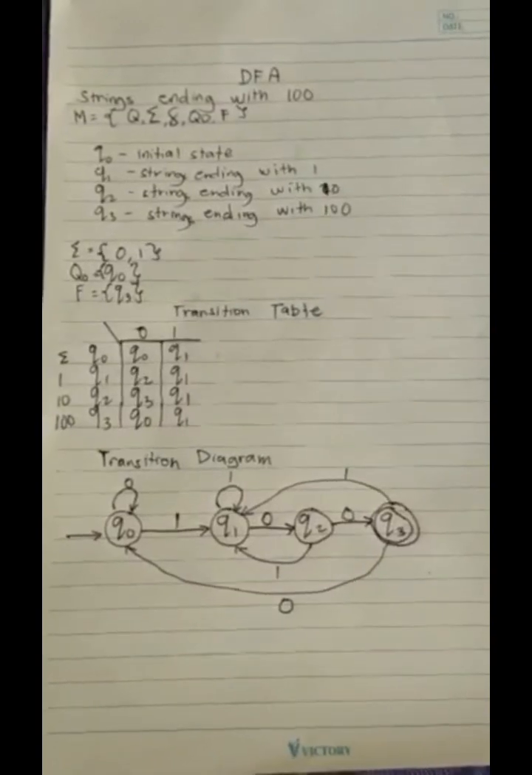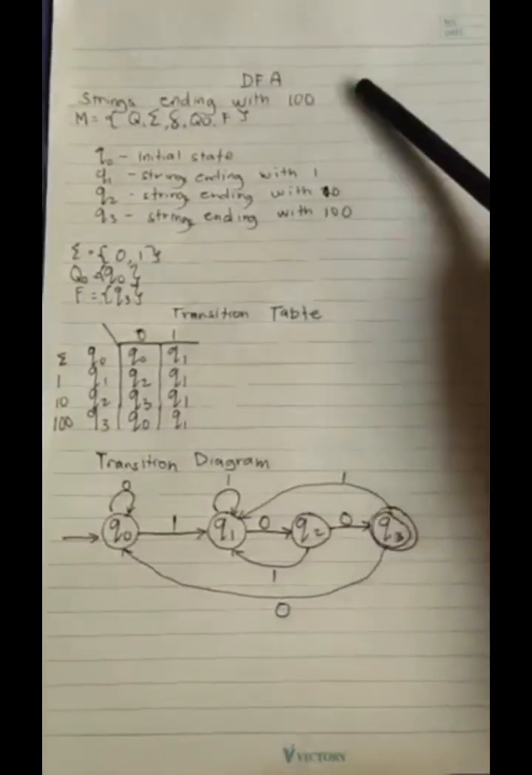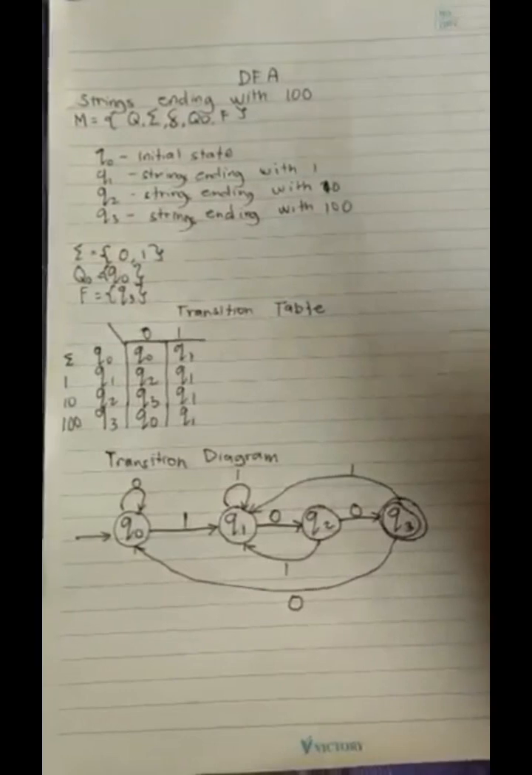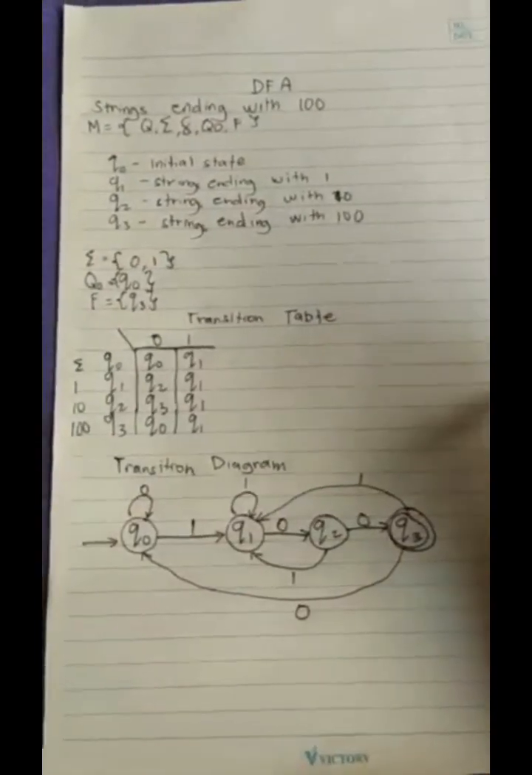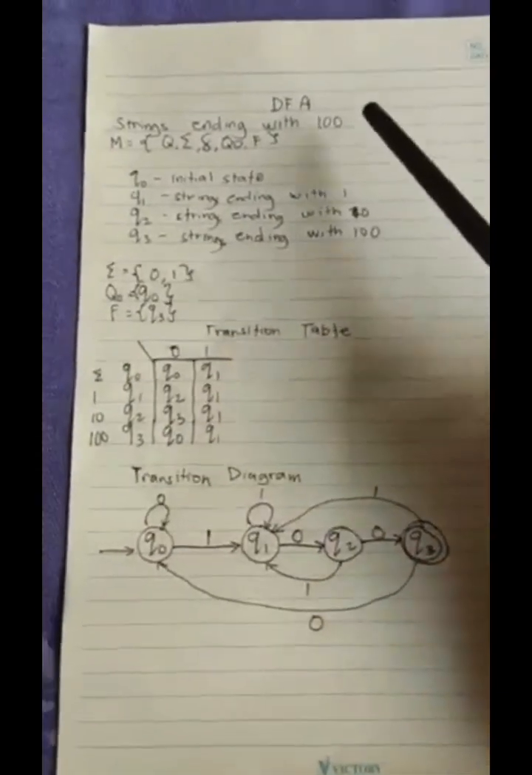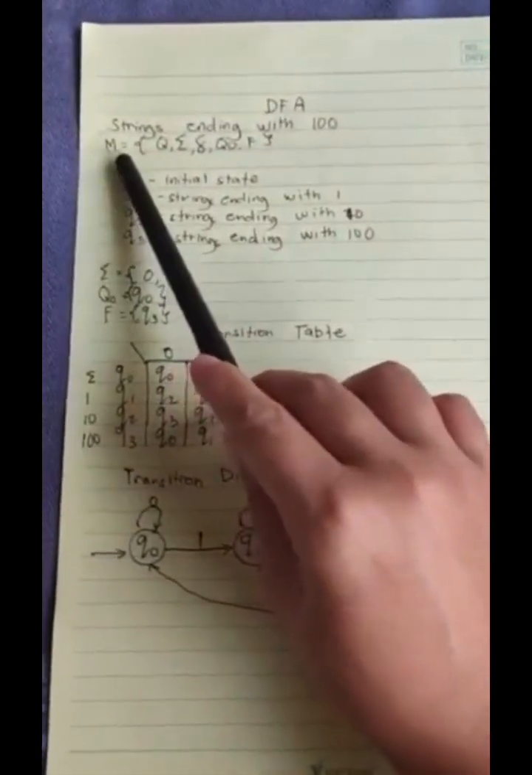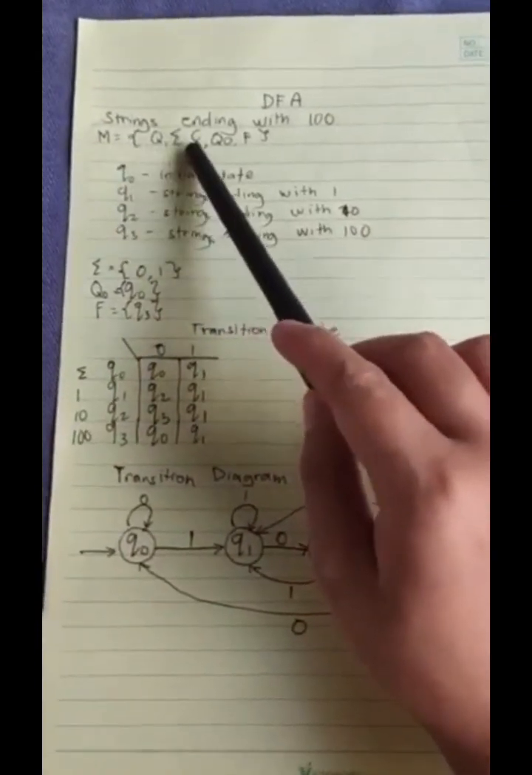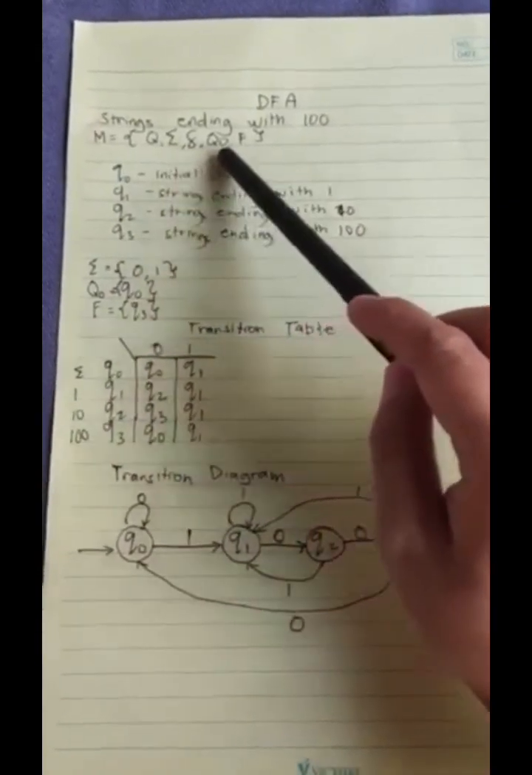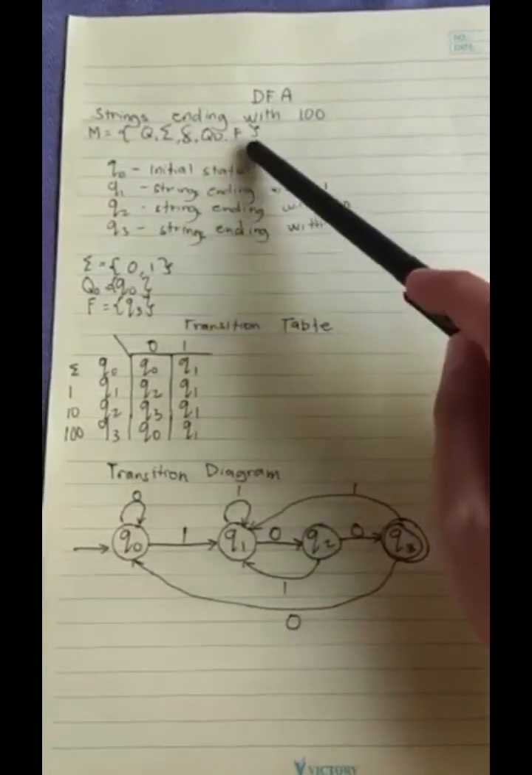Strings ending with 100. So what does it mean? The DFA should accept all those strings that end with 100. So let's get started. First, we put our mathematical model, and it consists of Q, sigma, del, Q0, and F.